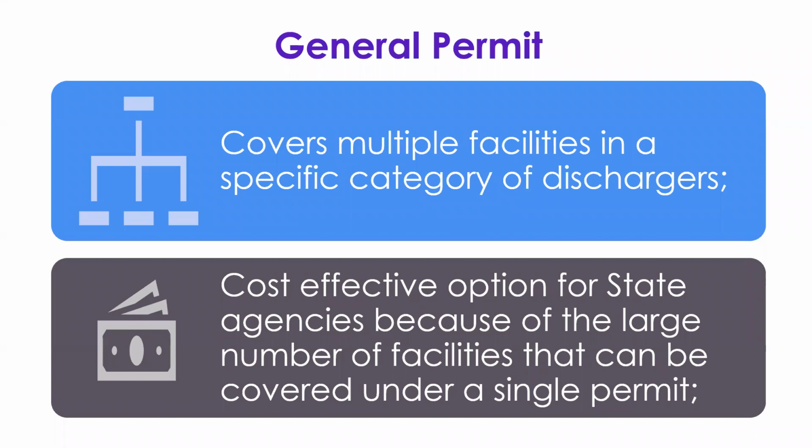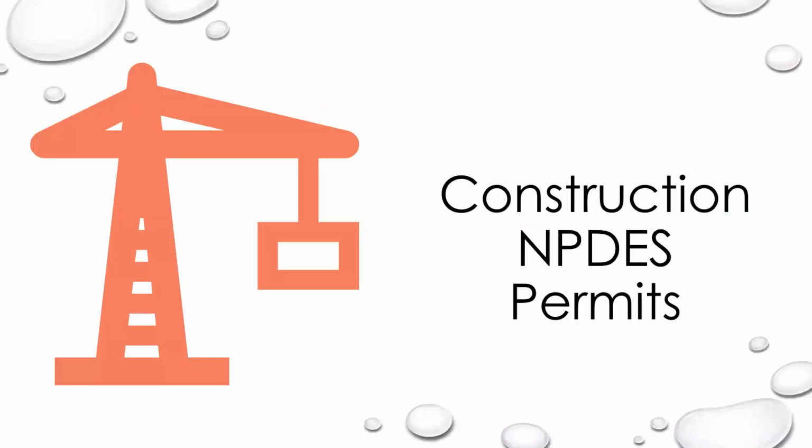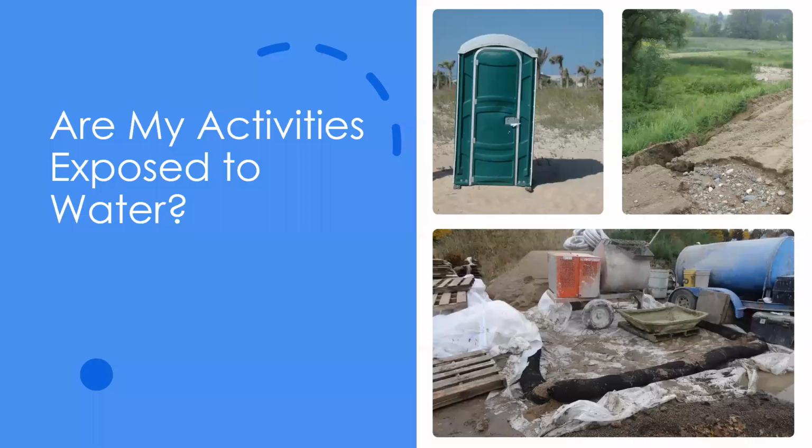All right, so that's the basics of industrial. We're going to switch over to construction now. For a construction facility, it's important to know that a lot of your activities are exposed to water because you do not have some type of cover over you. So you cannot apply for a no exposure certification under construction activities.